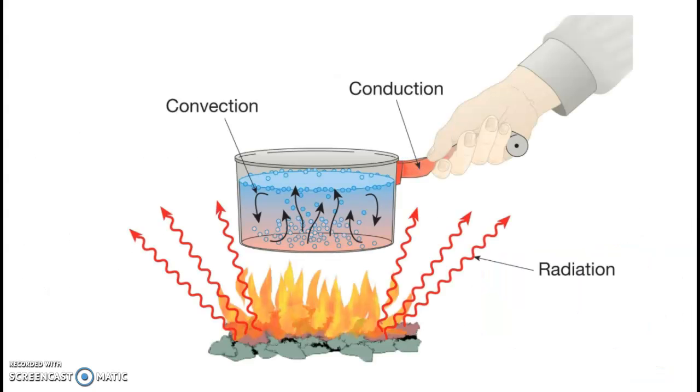So here is a picture of different heat transfers. You have radiation, which is heat that comes off as electromagnetic waves. You then have conduction, which is the direct contact, and you have convection, which would be that water inside that's heating up and then circulating through.